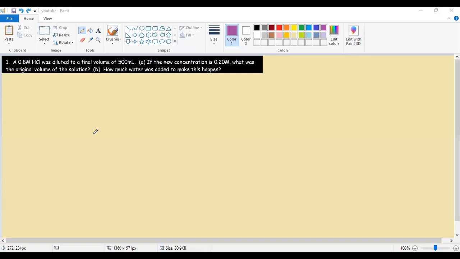In this question here, it says that a 0.8 molar HCl solution was diluted to a final volume of 500 milliliters. And we have two questions here, part A and part B. The first part essentially says, if the new concentration has a molarity of 0.20, what was the original volume of the solution?